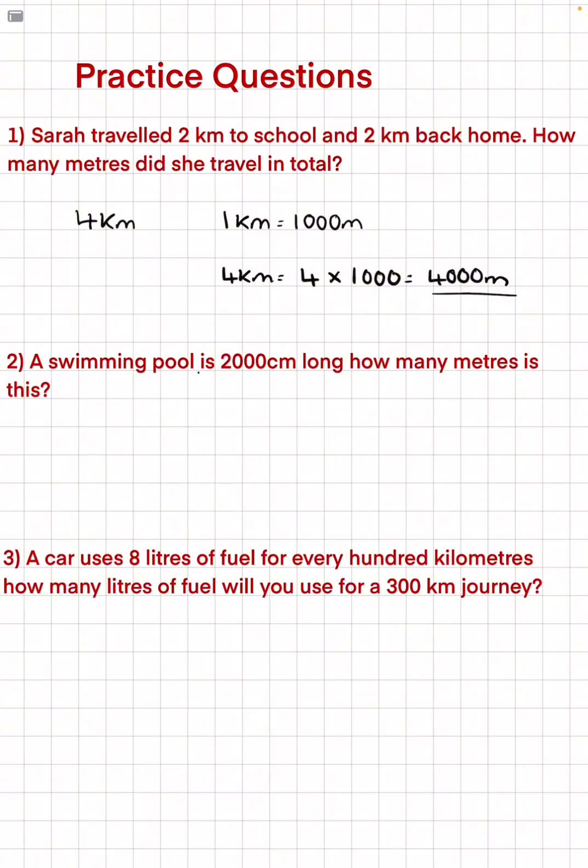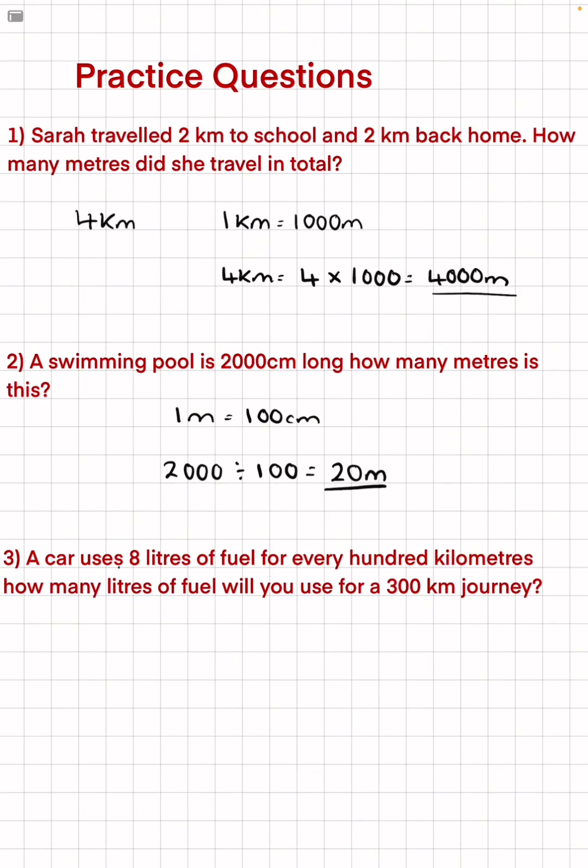Question 2 says a swimming pool is 2,000 centimeters long. How many meters is this? We're converting from small units to big units. So we need to divide. 1 meter equals 100 centimeters. So 2,000 centimeters divided by 100 equals 20 meters. So the swimming pool is 20 meters long.